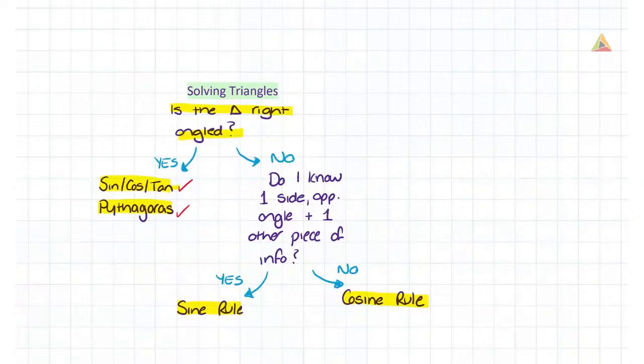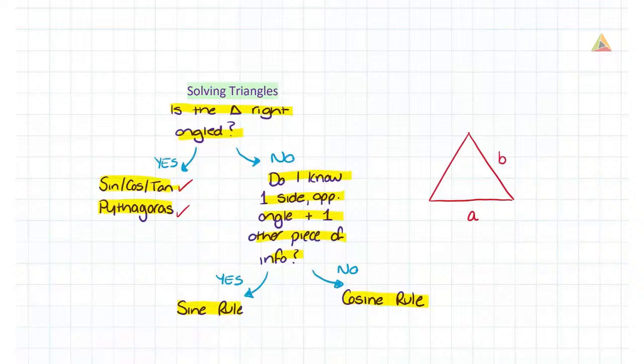If your answer to that question was no, then you need to ask yourself, do I know one side, the opposite angle, and one other piece of information? Just to show you a diagram, for example, if we had this side here A, and we knew this side here B, and we knew the opposite angle. You'll see from my diagram, angle A is opposite the side A, and yes, I know one side, I know the opposite angle, and I know one other side. In that case, to find another side or another angle in that triangle, we would use the sine rule.